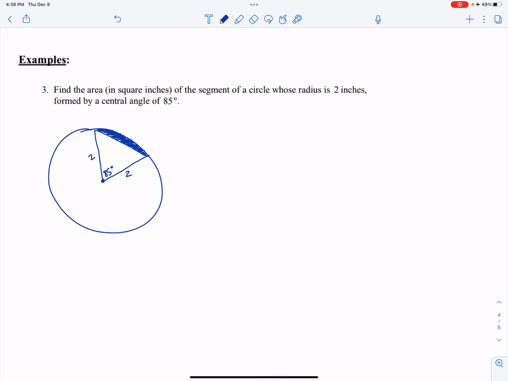That little piece doesn't get included in this triangle that we've made. Some of the things that stand out: we have 2 sides of a triangle, A is 2 and B is 2, and we also have angle C is 85. One thing that we should recall is the area of a sector, which is a piece of a circle.